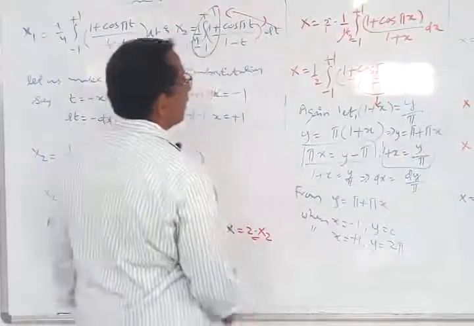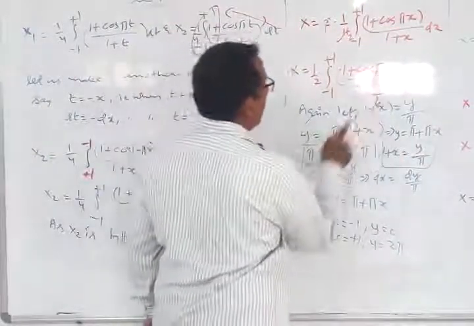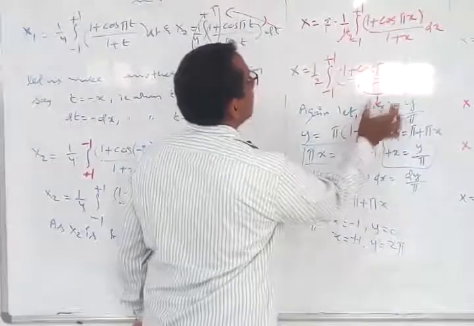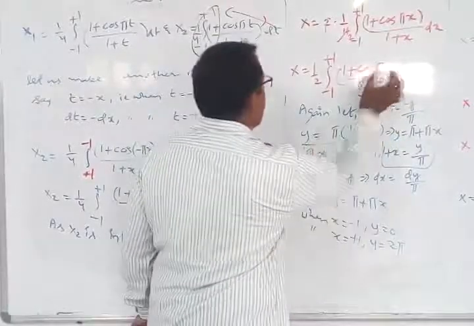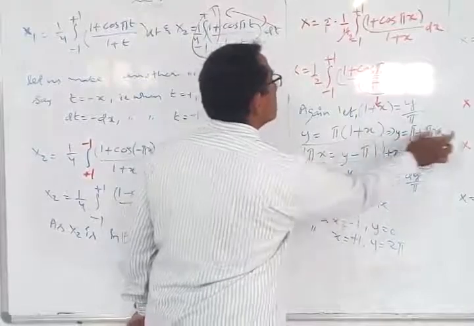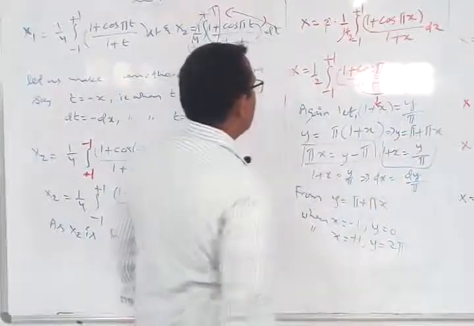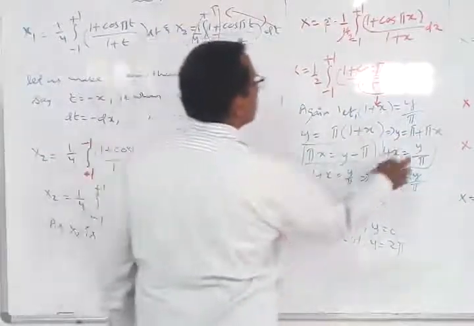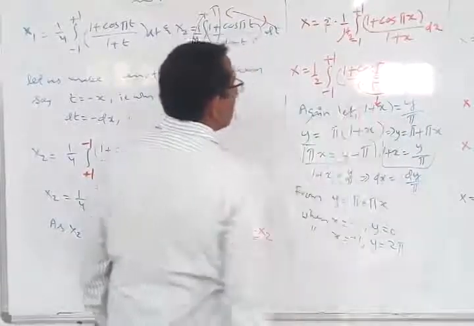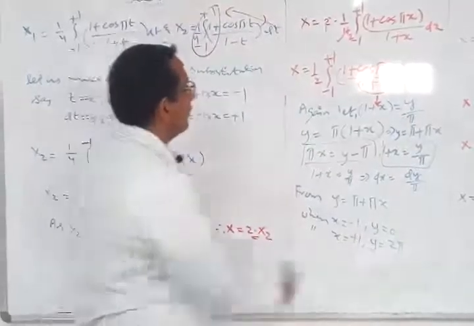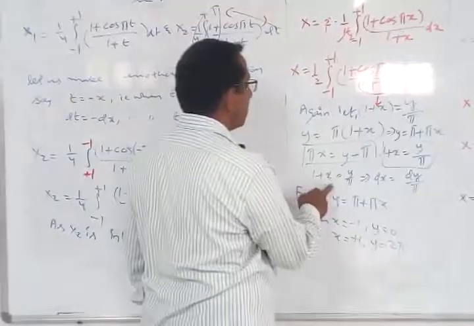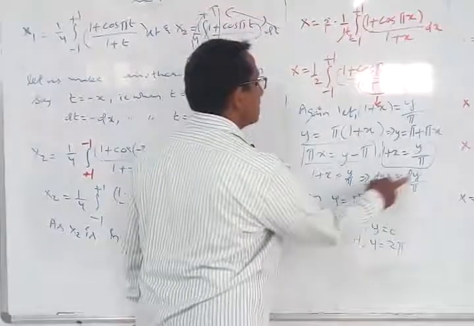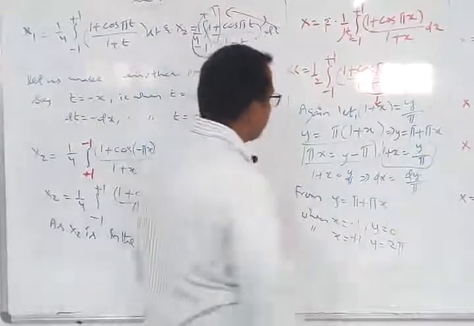So now I have here pi x, and 1 plus x I have already defined. For pi x, what will I do now? Pi x is equal to y minus pi. I will write like this. Then 1 plus x is equal to y by pi, which is what we have assumed. From this equation, I can now differentiate. When you differentiate this, dx is equal to dy by pi.